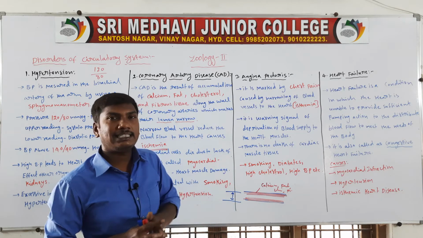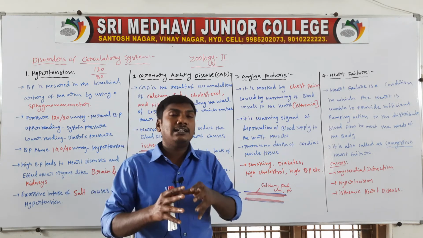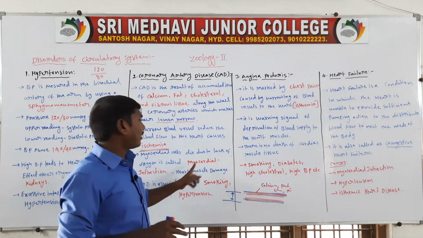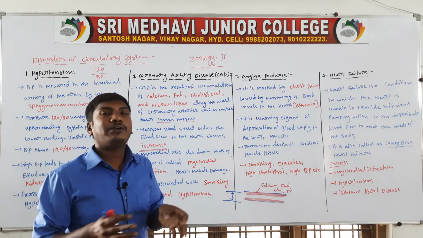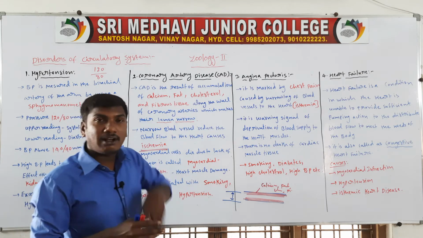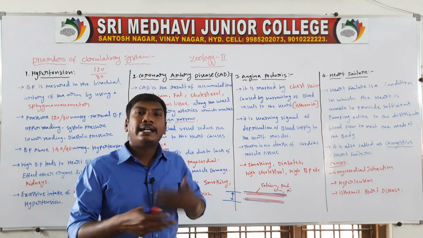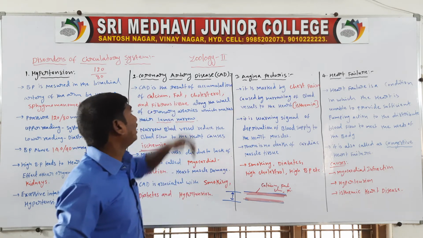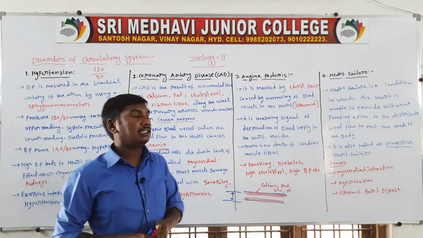With the lack of oxygen, the cardiac cells die. This is called myocardial infarction. This disease is also caused in smokers, diabetes patients and hypertension patients.